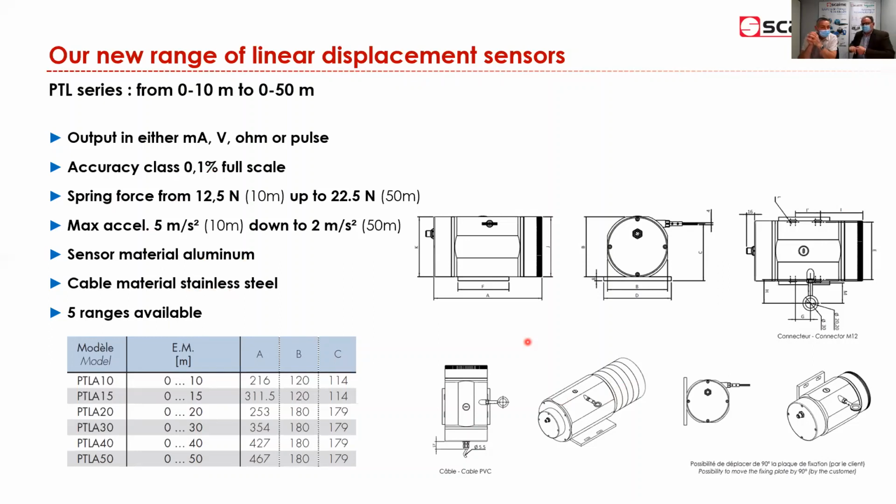Okay, so the more tension you want on the cable, if your sensor is measuring up to 50 meters, you add springs in parallel so that your return force is bigger. And as we can see here, we start at 12 Newton for 10 meters, up to 20 Newton for 50 meters. So the longer the range, the bigger the spring needs to be. And we can see that, for example, for the 50 meter range, the length of the unit is less than 500 millimeters. So not too big.